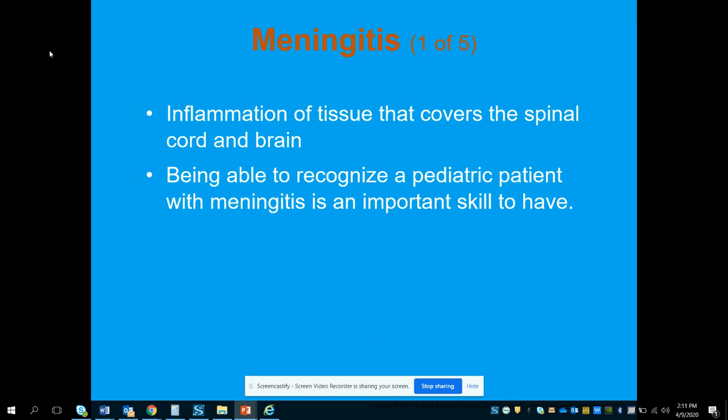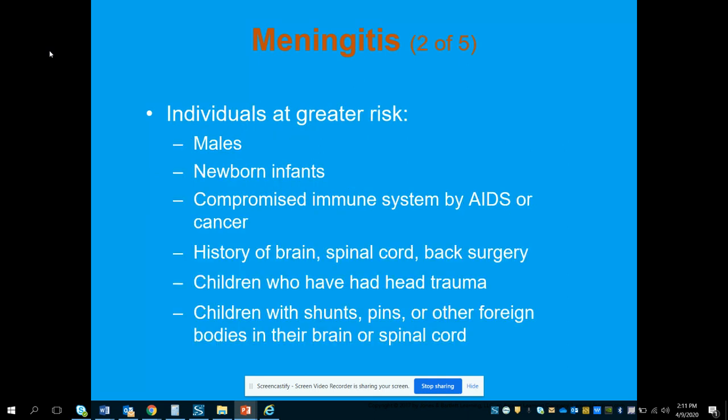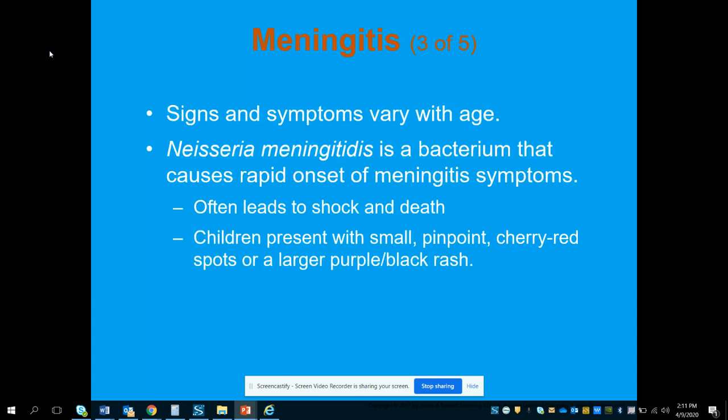Looking at meningitis, this is inflammation of the tissue that covers the spinal cord and the brain. So being able to recognize a pediatric patient with meningitis can be an important skill to have, but it can also be very difficult. Individuals at the greatest risk are males, newborn infants, those with compromised immune system by AIDS or cancer, history of brain, spinal cord, or back surgery, children who have had head trauma, children that have shunts, pins, or other foreign bodies in their brain or spinal cord. The signs and symptoms will vary by age.